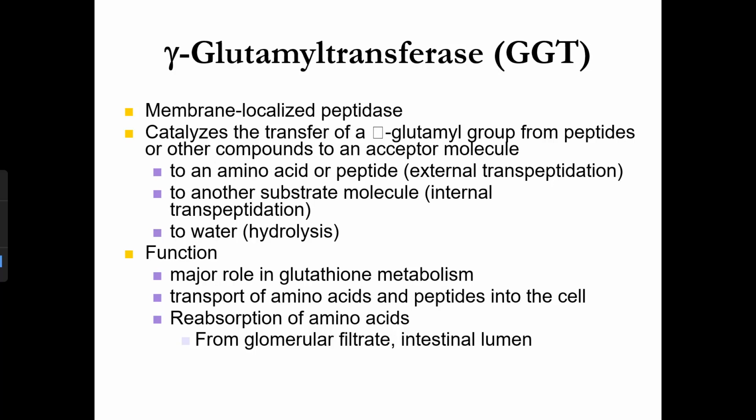Gamma-glutamyltransferase, GGT. It's a membrane-localized peptidase. It catalyzes the transfer of a gamma-glutamyl group from peptides or other compounds to an acceptor molecule, to an amino acid or peptide, to another substrate molecule, or to water. The function: it plays a major role in glutathione metabolism, the transport of amino acids and peptides into the cell, reabsorption of amino acids from glomerular filtrate or intestinal lumen.